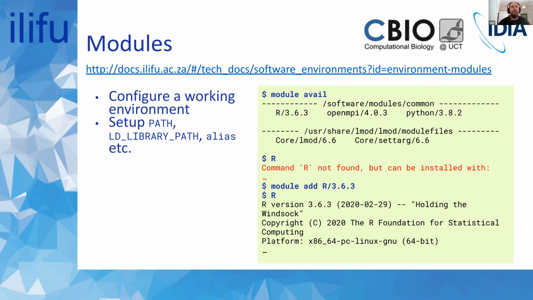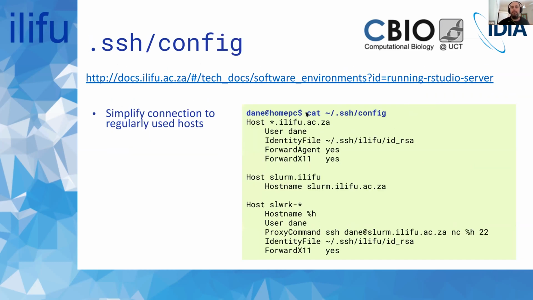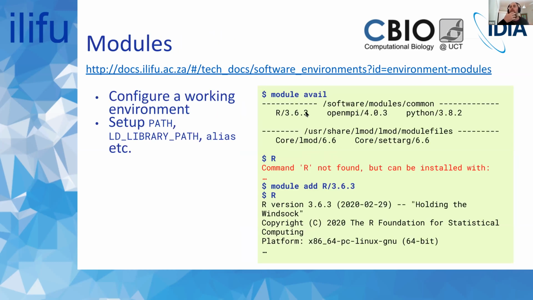Essentially, all you need to know is two commands, and that is module avail, and this brings up a list of software that I've installed. It's quite new on ilifu, so there's not much to show, but I've installed the latest version of R, together with Python and a recent version of OpenMPI.